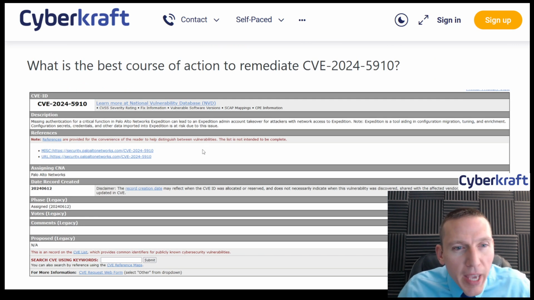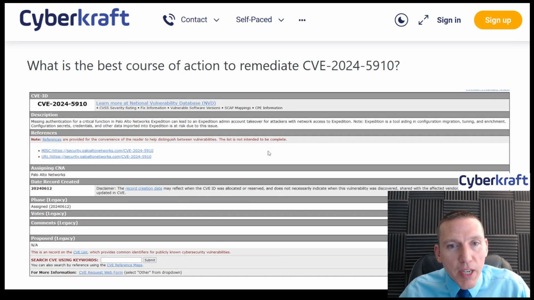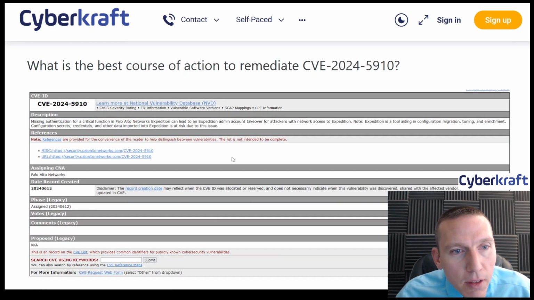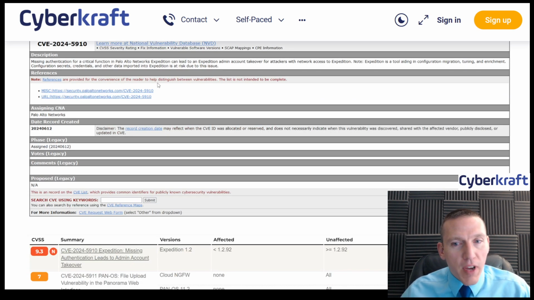Okay. So we have some more information. We have the MITRE information. So this is from the MITRE website where you can look for any CVE. And let's see what they say. Description is where you find a lot of information. You find information through these links too.